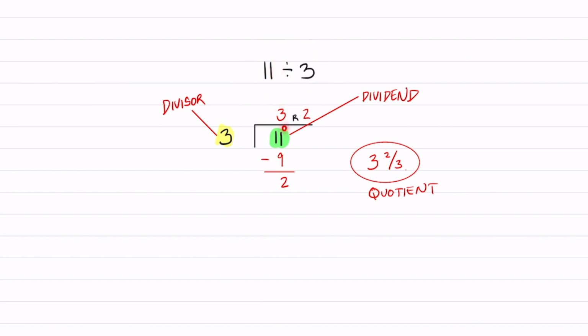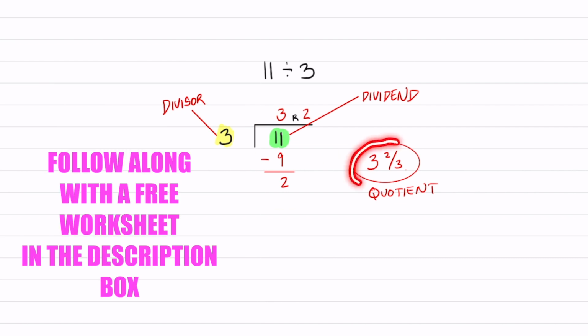So that number 11 is what goes inside this half-looking box, and that's called your dividend. 3, what you're dividing by, is called your divisor. That goes on the outside. And after you do all these steps, which I will go over on the next slide, the final answer of a division problem is called a quotient. So remember those 3 words. We're going to try to use them as much as possible.